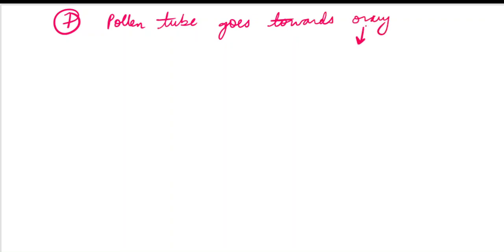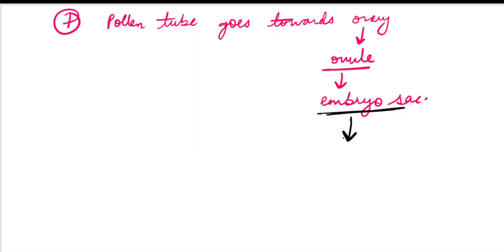Okay, so pollen tube goes towards ovary. ओवरी के पास कहां जाएंगे? ओव्यूल. ओव्यूल के पास कहां जाएंगे? एम्ब्रियो सैक. अभी एम्ब्रियो सैक से कहां जाएंगे? एम्ब्रियो सैक से it can go to synergids.